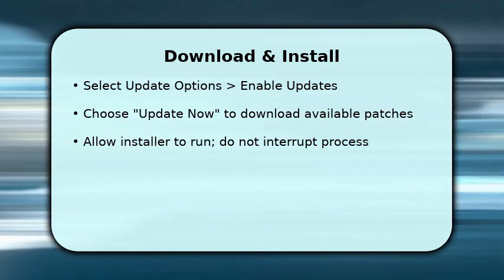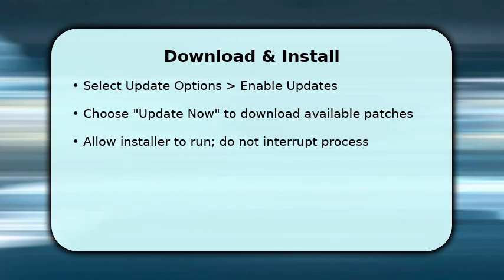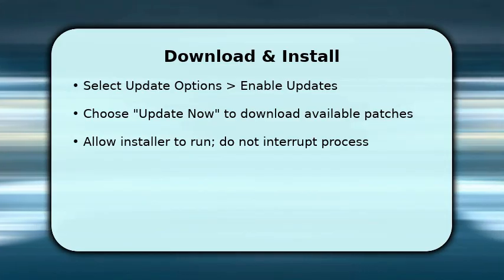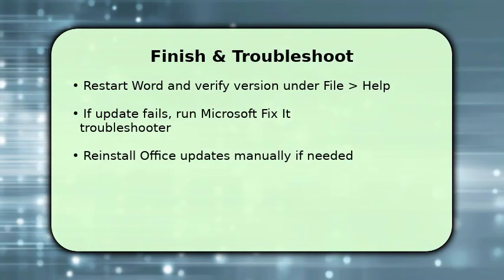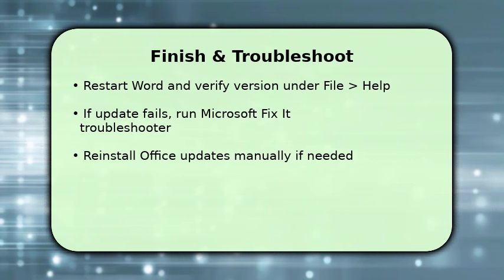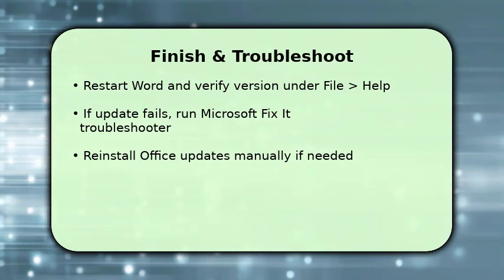Once the files are applied, the updater may prompt for a restart of Word or the system. Follow those prompts. This step completes the core installation of security fixes and stability. Finish by restarting Word and confirming the new version under File and Help so you know updates applied.